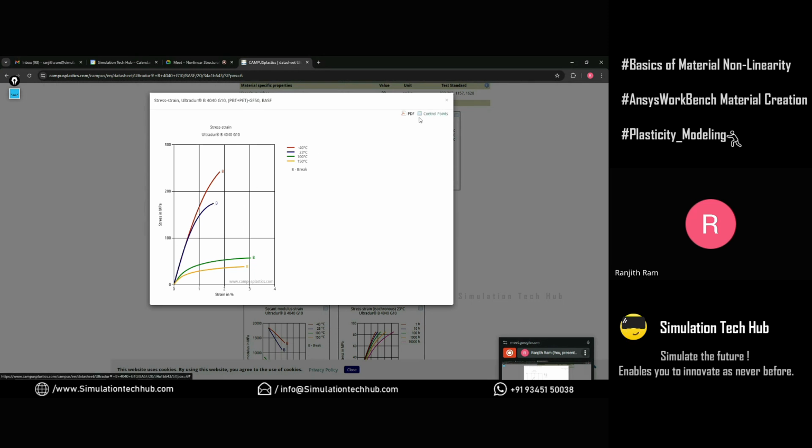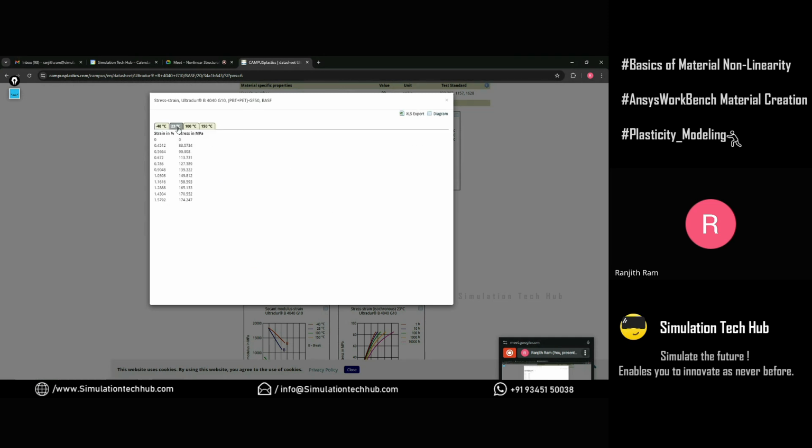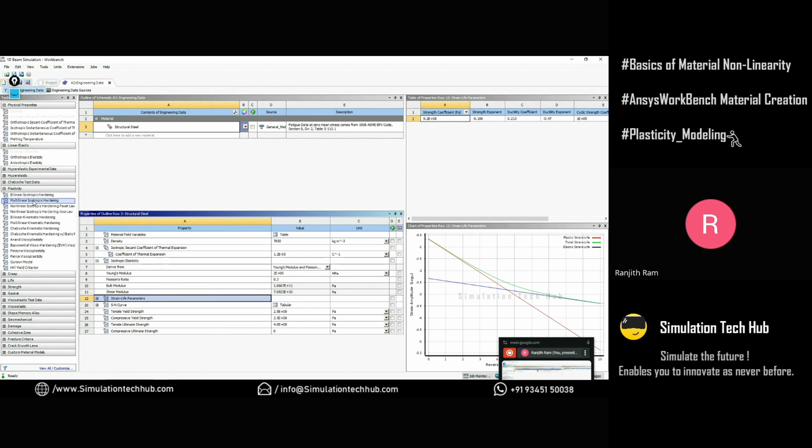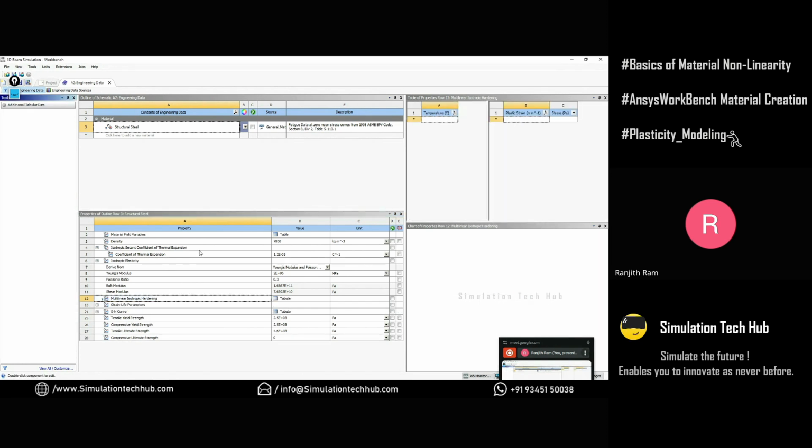You'll go to the control points, click on the control points over here and move the slider up to this point. Now, at 23 degrees Celsius, you have the strain data versus stress data. Going to the Analysis, rather than adding a bilinear isotropic hardening, I'm deleting it and adding a multilinear isotropic hardening. In multilinear isotropic hardening, in the top right side, it is asking for the plastic strain versus stress data.